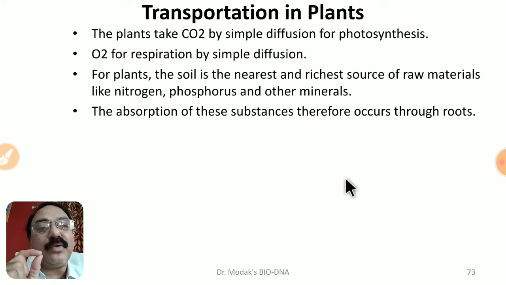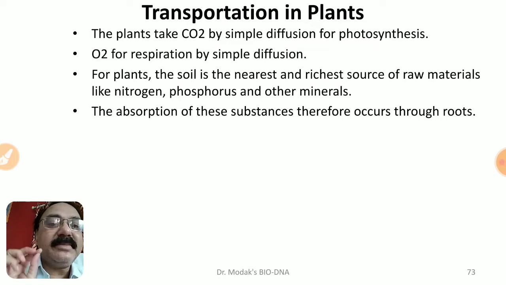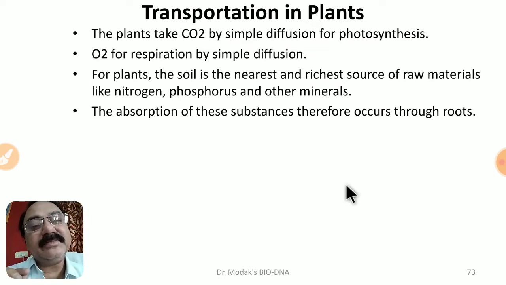In this aspect we have to focus to understand the pathway, particularly the structural aspect of this transportation, and the mechanism of transportation. When we talk about transportation, we know that the plants require carbon dioxide for photosynthesis, where oxygen is released. So this exchange of gases during photosynthesis takes place by simple diffusion. Similarly, plants also perform respiration, where oxygen is taken in and CO2 is released out. So this exchange of gases during respiration is also by diffusion.